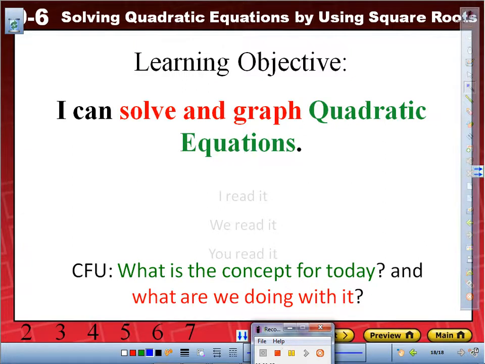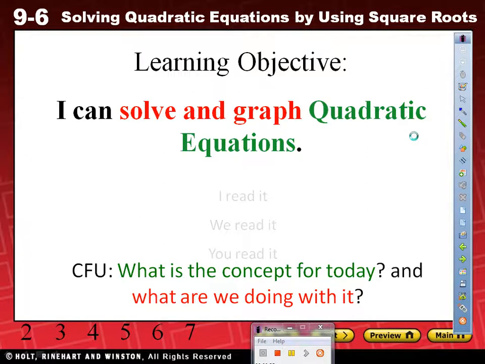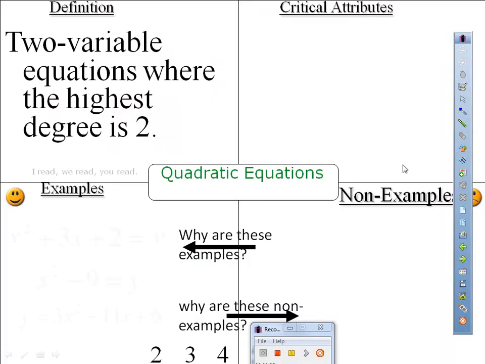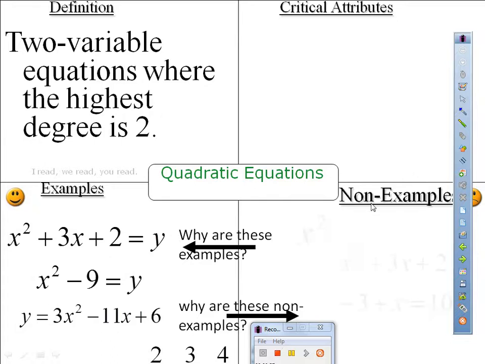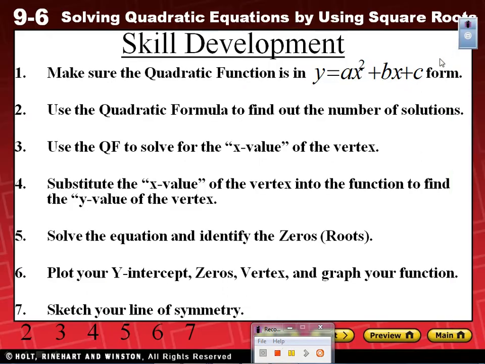The only thing today, we're going to go over a different way of solving them, using just square roots, which to me just seems like we're going to be solving using inverse operations. That's pretty much it, okay? So we already know what quadratic equations are, so we don't need the Frayer model for this. We know that they are two-variable equations with the highest degree of 2, and we went over the steps also. We don't need the steps either.